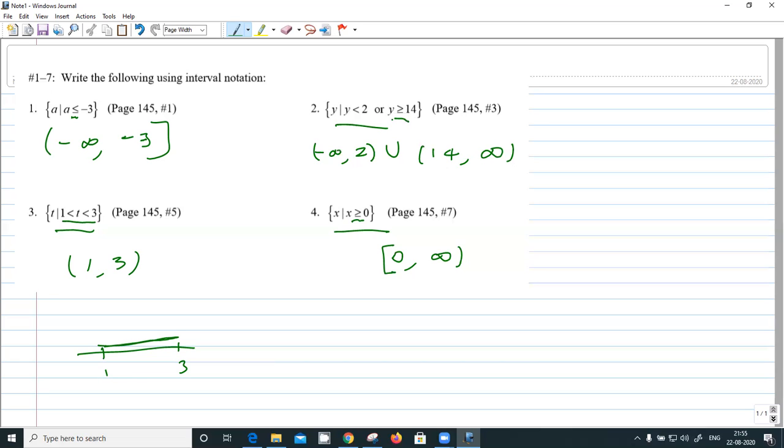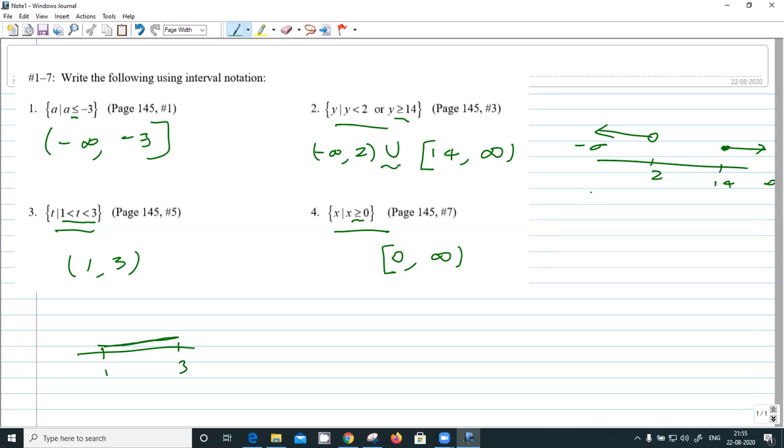What does it say? Greater than 14. So this is a square bracket. Yeah. 14 is included. Infinity is always a curved bracket. And this means union. So on the t-axis, say 2 is here, and minus infinity is here, and then 14 is here, and plus infinity is here. So the interval is this one. Okay, and 14 is included, so you put a solid circle here, and 2 is not included, so you put a hole here.